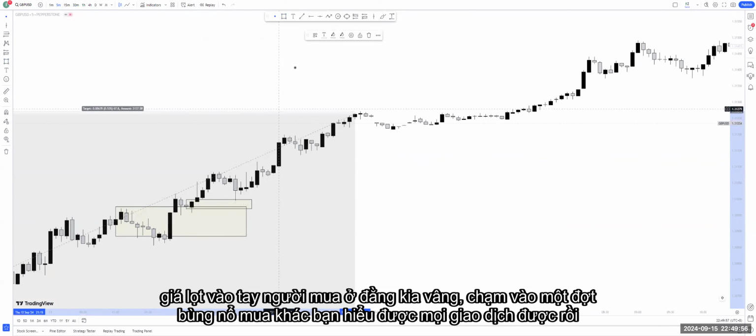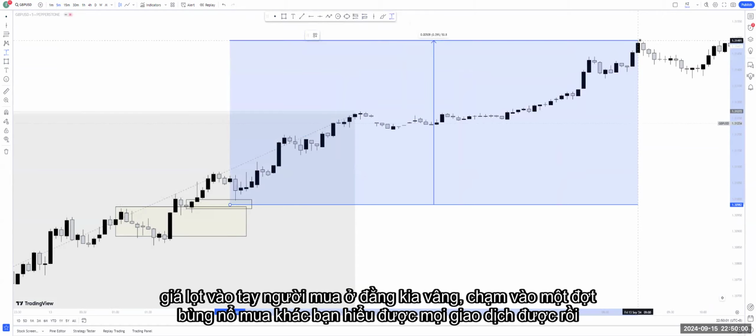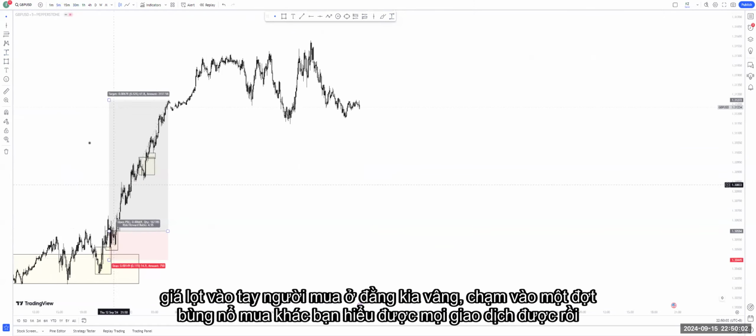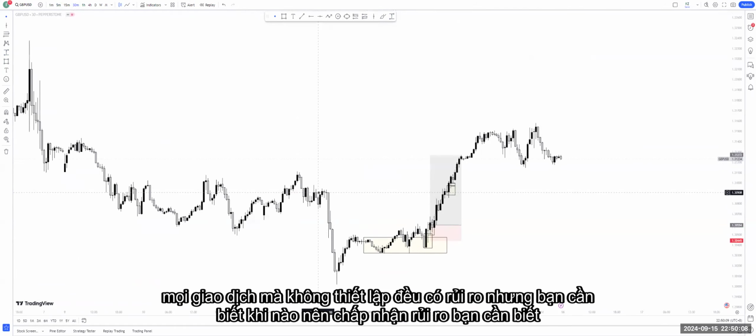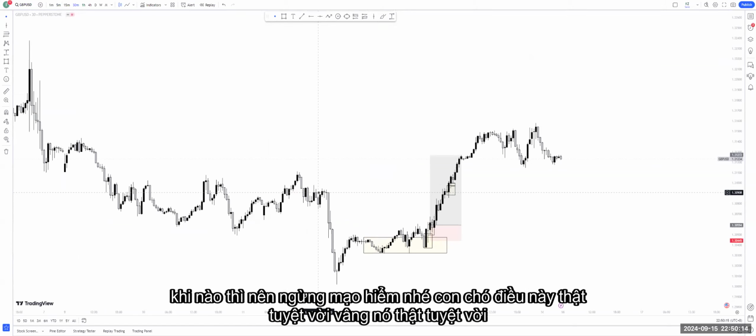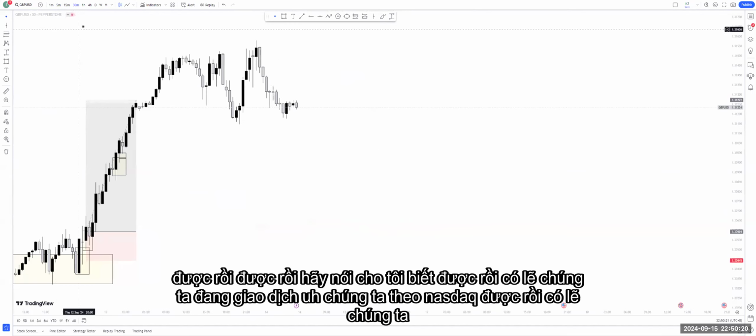Look at that. The price gets into the buy zone over there. Hit another buy. Boom. You got it? Every trade without a setup is risky, but you need to know when to take the risk. You need to know when to stop taking the risk. This is amazing. Yeah, it is amazing.